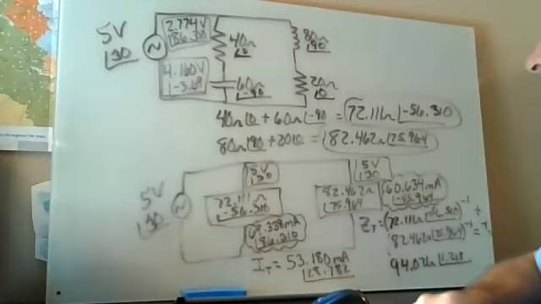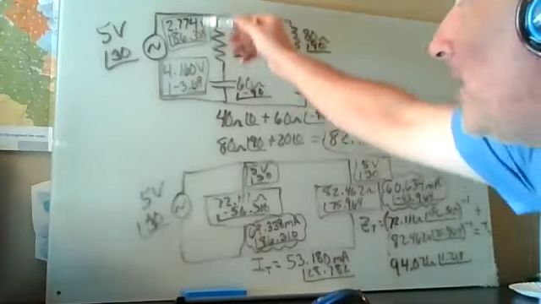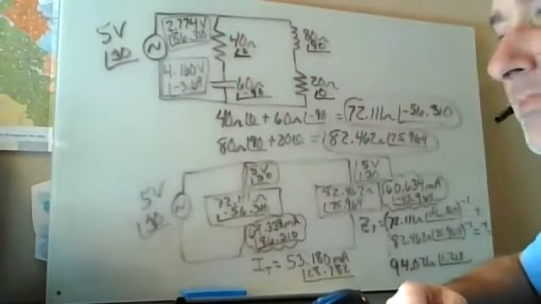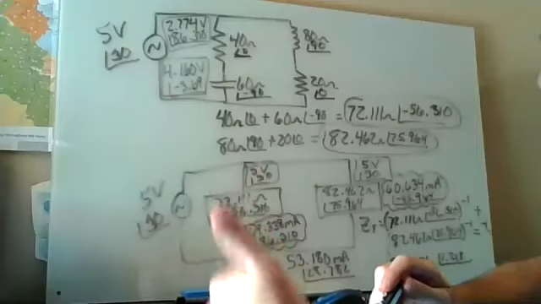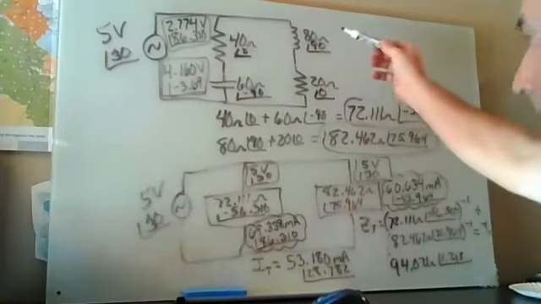I can't do one problem on one page. Then I'm going to add these up, and I'll make sure I get 5 volts at an angle of 30. Bam, I'm good. Now I'm going to come over here.